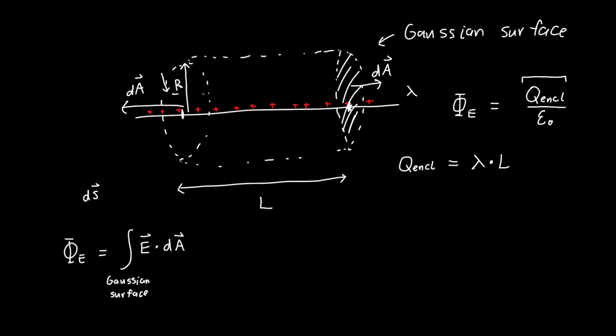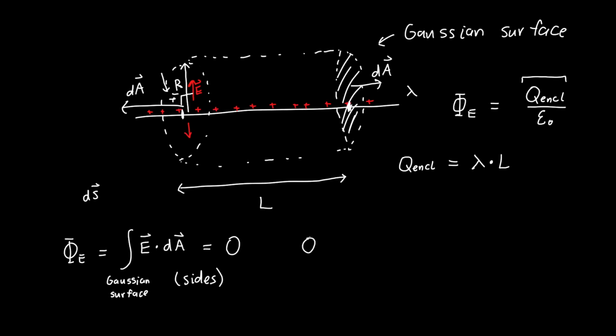And which way does the electric field point? Well, we said that the electric field always points away from the line charge. In other words, dA and the electric field are at right angles to each other, so this dot product is equal to 0, because another way of thinking about it is that the dot product involves a cosine of this angle, and cosine of 90 degrees is 0. So this is phi E for the sides, I'll call them the sides of the cylinder, or the electric flux.